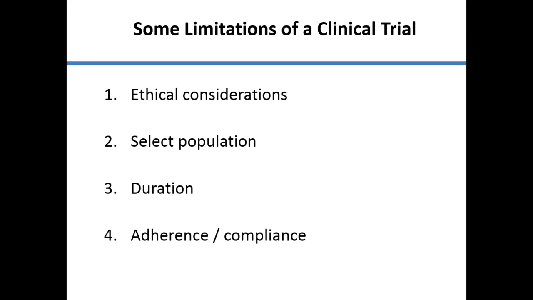Can you randomize somebody to have some damage done to them in some way that you can see the outcome? No, no, and no. Another thing is a select population. It may not apply. This is what we call generalizability. It may not apply to another population. People who volunteer, either because they meet certain conditions or because they volunteer, could be different from people who don't meet those conditions and or don't volunteer.